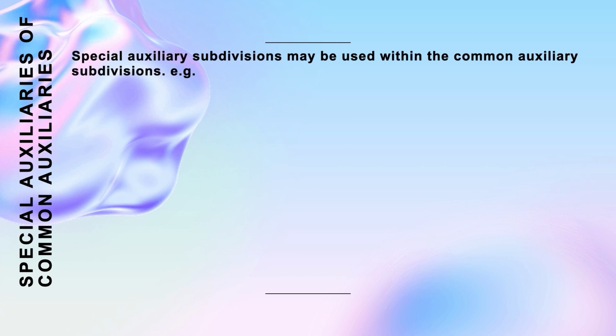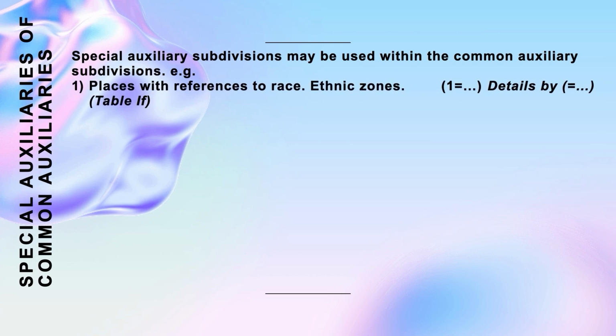So this is the beauty of UDC, that special auxiliary subdivision may be applicable to the common auxiliary portion of the subdivision. So you see places with reference to race, ethnic zone, and here is the instruction, that within parenthesis (1) equal to triple dot, that is the number of the language. So details by equal to triple dot within parenthesis. So this is table IF.